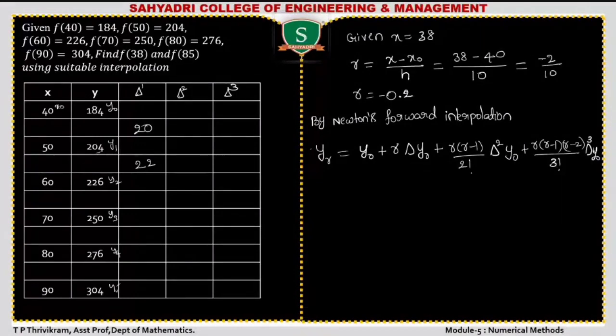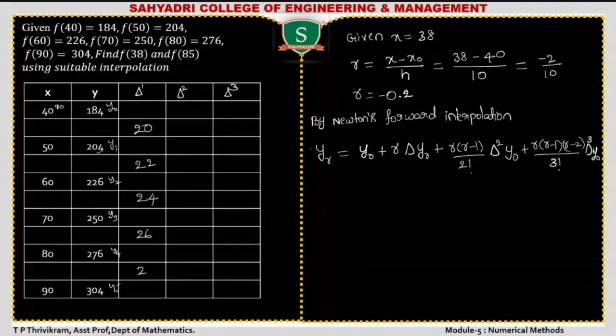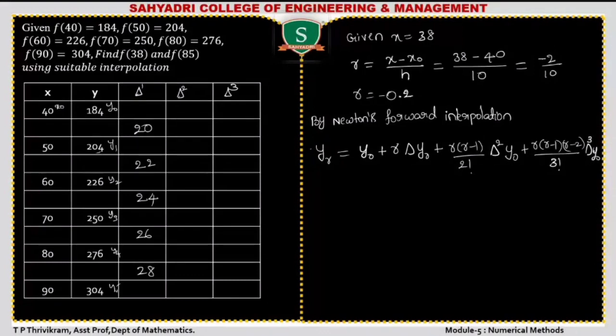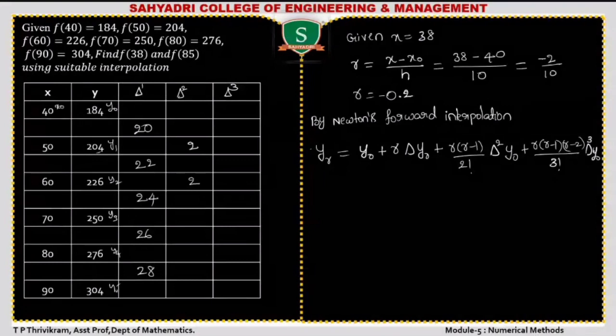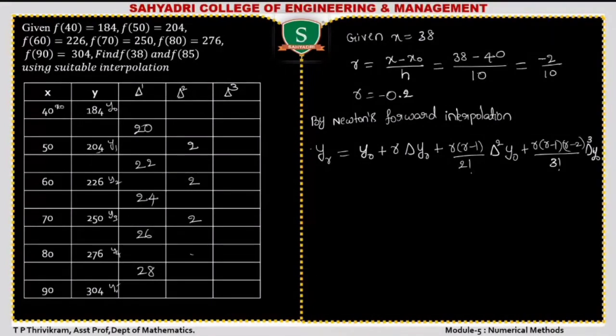Next here, 24 will get 26, 28, and 28 here. Next, following the next order difference, 2 here, 2 here, also 2. Here also 2 will get. Next here, next order difference 0, here also 0, here also 0 will get. Finally, on the last difference, it is 0.